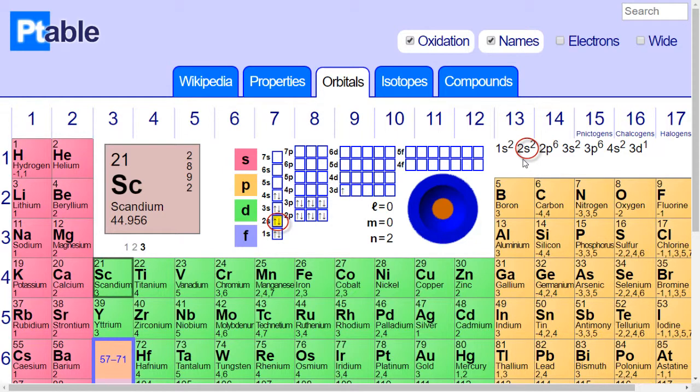The second shell, S subshell, holds 2 electrons, 2s2. The second shell, P subshell, holds 6 electrons, 2p6. The third shell, S subshell, holds 2 electrons, 3s2. The third shell, P subshell, holds 6 electrons, 3p6. The fourth shell, S subshell, holds 2 electrons, 4s2. The third shell, D subshell, holds 1 electron, 3d1.